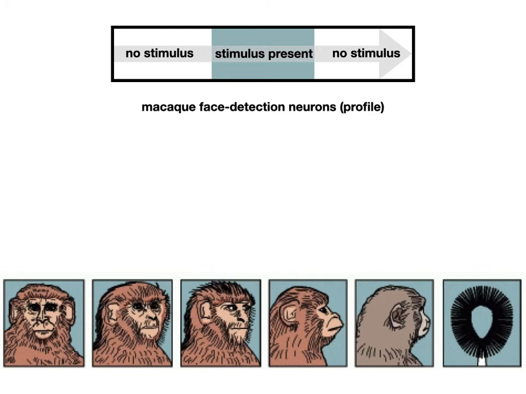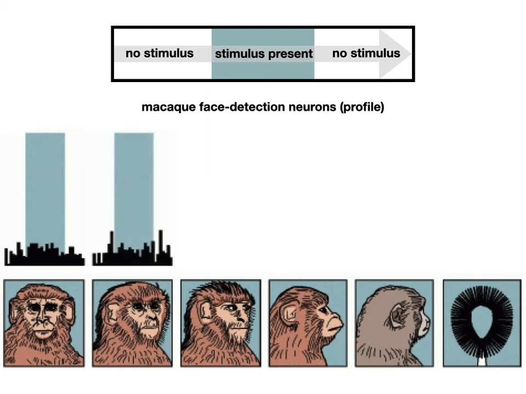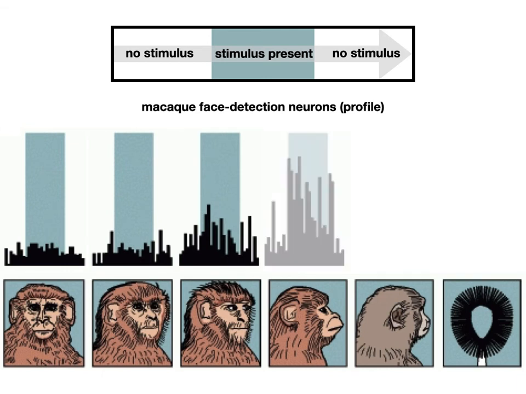Let's see what happens. So the profile neurons, when the macaque is facing forward, they don't fire, right? They're not trained for that. They don't care about that. When the macaque's slightly turned, not much going on. Similarly, not a whole lot of activation. As it continues to turn, though, it lights up.